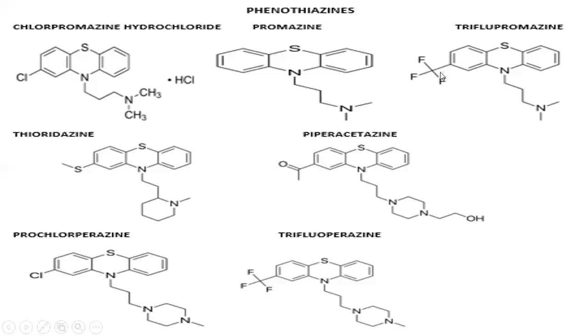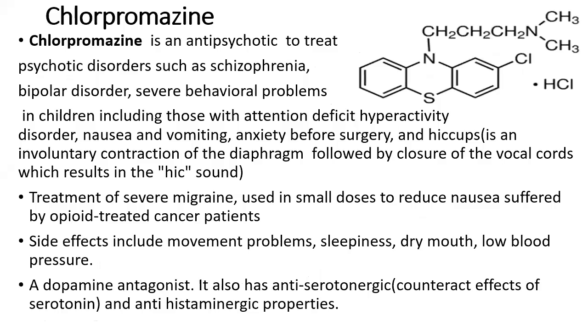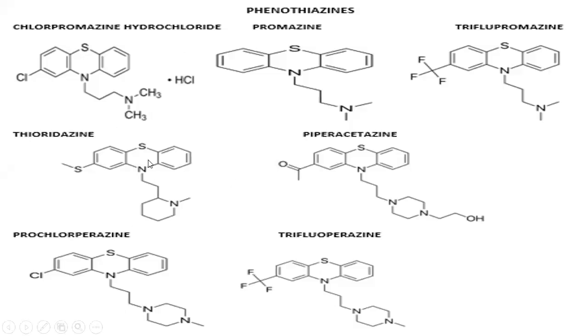trifluoromethyl group. So CH3 is methyl, right? When the three hydrogen atoms are substituted by fluorine atoms, you get the trifluoromethyl group. So this is the structure of triflupromazine. Now if you see thioridazine, the methyl thio, so it is CH3S. The methyl thio group is present, and here it consists of a heterocyclic ring, that is the saturated form of the pyridine ring, which is nothing but the piperidine ring, present here in thioridazine.